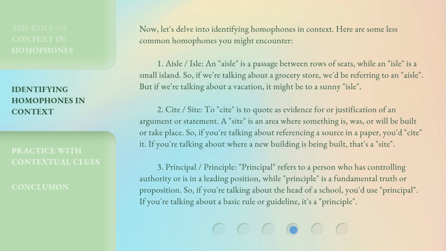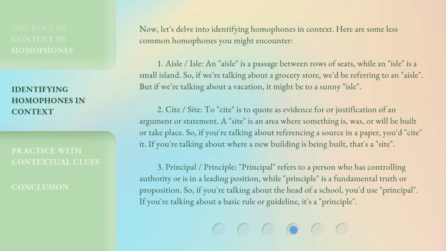2. Cite. To cite is to quote as evidence for or justification of an argument or statement. A site is an area where something is, was, or will be built or take place. So, if you're talking about referencing a source in a paper, you'd cite it. If you're talking about where a new building is being built, that's a site.